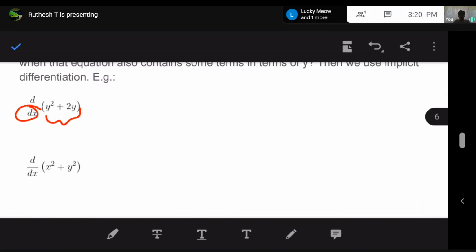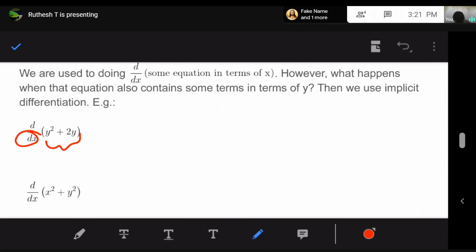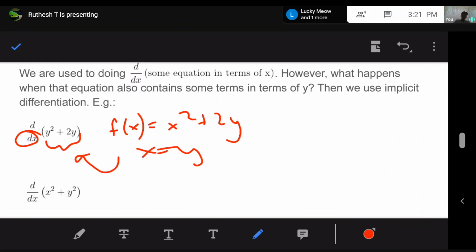And an easy way to think about this is just as another chain rule problem. So if you think about it as f of x equals x squared plus 2y, and then you let x equals y, then you end up with this. So by chain rule, the outer function is this, and then the inner function is this. So when we differentiate that, we take the derivative of the outer function and then multiply it with the derivative of the inner function.